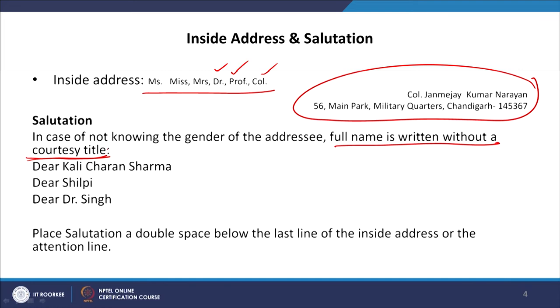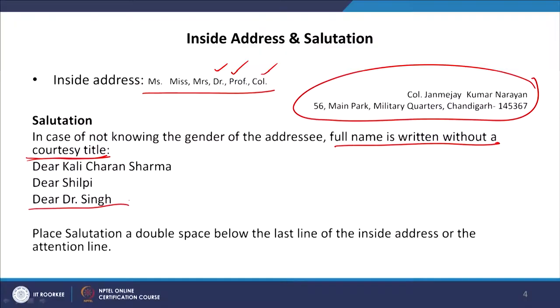I mean, you do not know whether he is a doctor or a professor or whatsoever. So, it is better to write like this, Dear Kali Charan Sharma. In many countries, though they appreciate addressing a person with their first name, it varies from one country to another. But if you are writing to a person with whom you have already had a business transaction or an exchange of letters, you can also write Dear Silpi, because you know the other person, that is why you are addressing them with the first name.